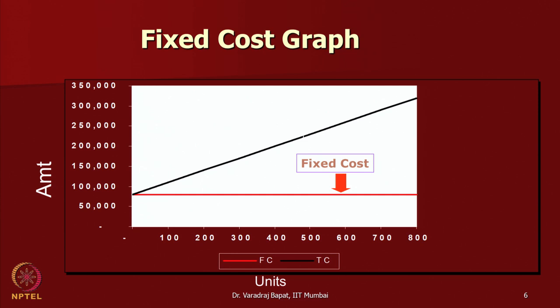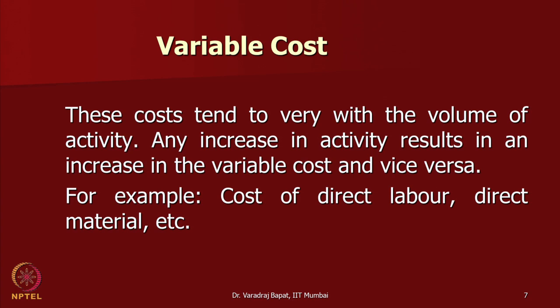Within a given range, they do not change. So, whatever is your setup capacity, either you produce 0 or you go up to the capacity, or say 100% or 120 or 130% of your capacity, fixed costs do not change. It is a horizontal line. You can see there is a black line which is going up. That is the total cost line. They have a fixed component which does not change with the level of activity.